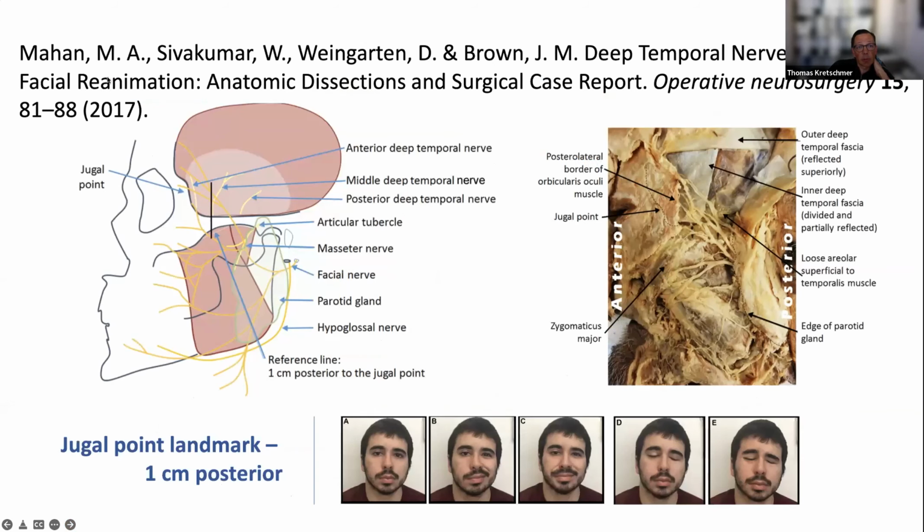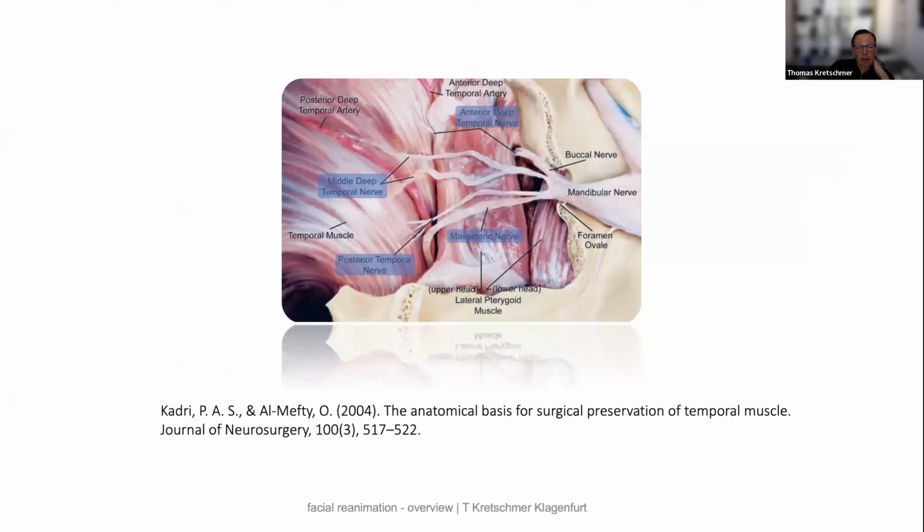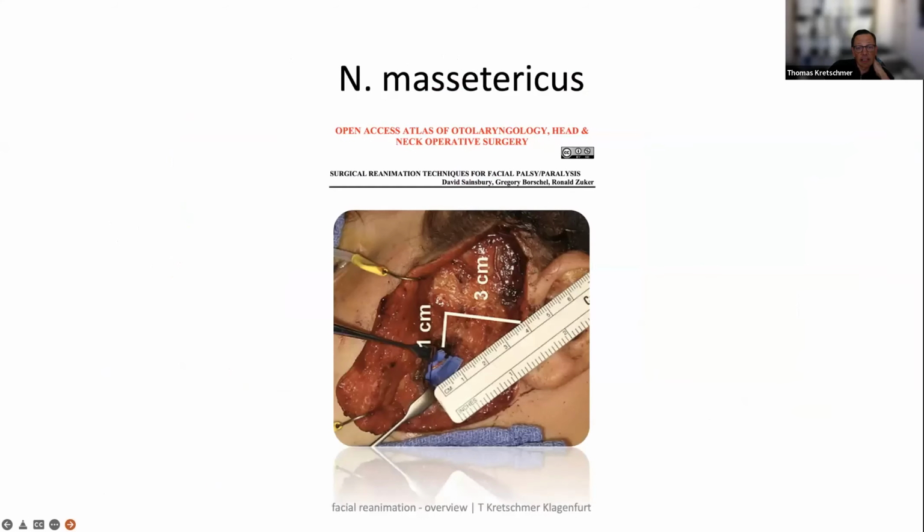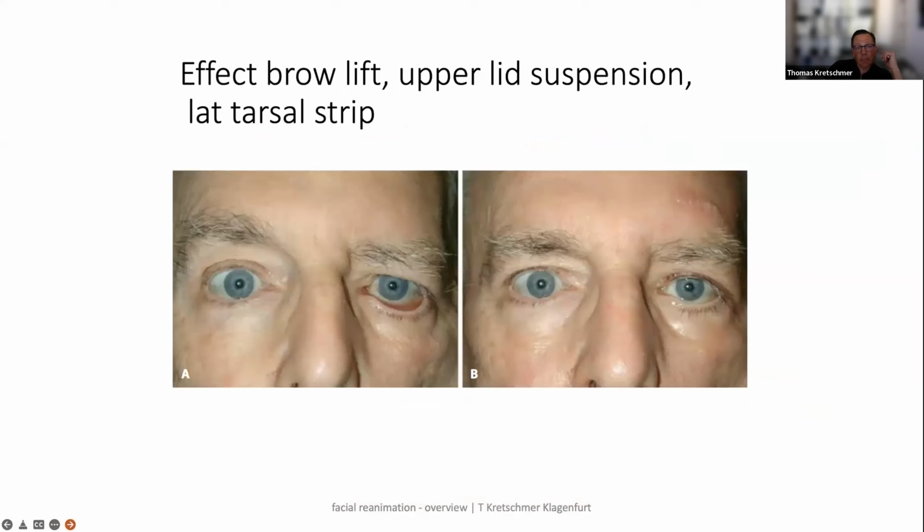Another interesting paper from Mark Mahan, where he used a deep temporal nerve transfer. You see what can be achieved with that approach. There are anatomical papers that nicely depict the relevant anatomy. Sometimes it might not be that easy to find the masseteric branch. And I think we have also cases about that.